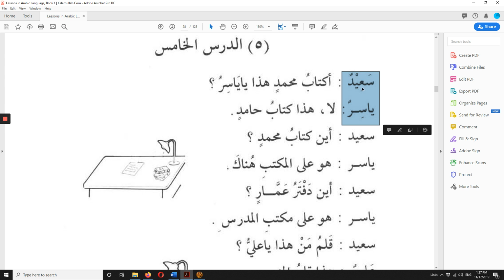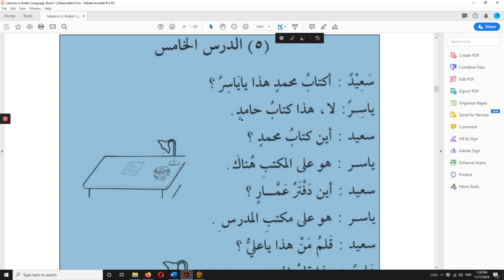So it's Sa'idun, Yasirun versus one dhamma, like kitab, Kitabu. I mean, the only reason that it has one dhamma here is because it's in possession from Muhammad. It's possessed by Muhammad. Otherwise, it would be kitabun. And normally Muhammad, it would be Muhammadun. Hamid would be Hamidun. But because Hamid is possessing a book, it's Hamidin.